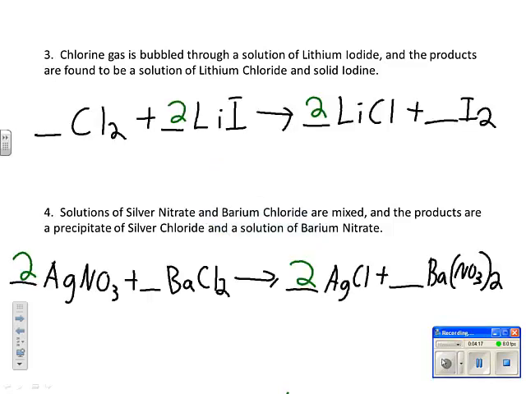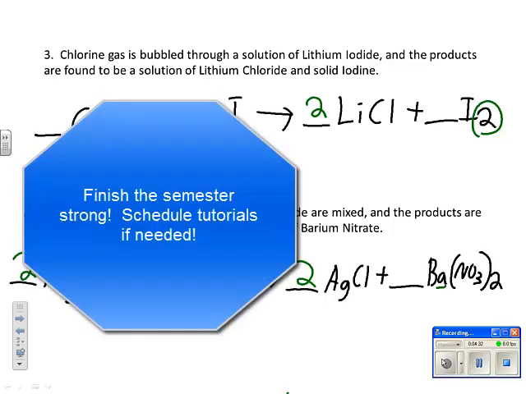Alright, so here you go. The first one may have been difficult because you may have forgotten that chlorine and iodine were diatomics, so check that. And then the next one, barium has a +2 charge. Those are the only 2 tricky things about it. That's it.